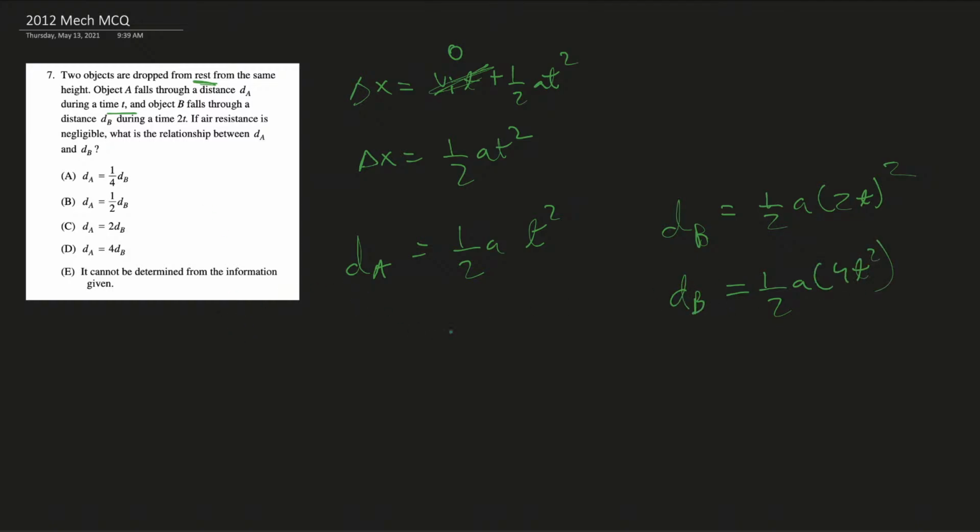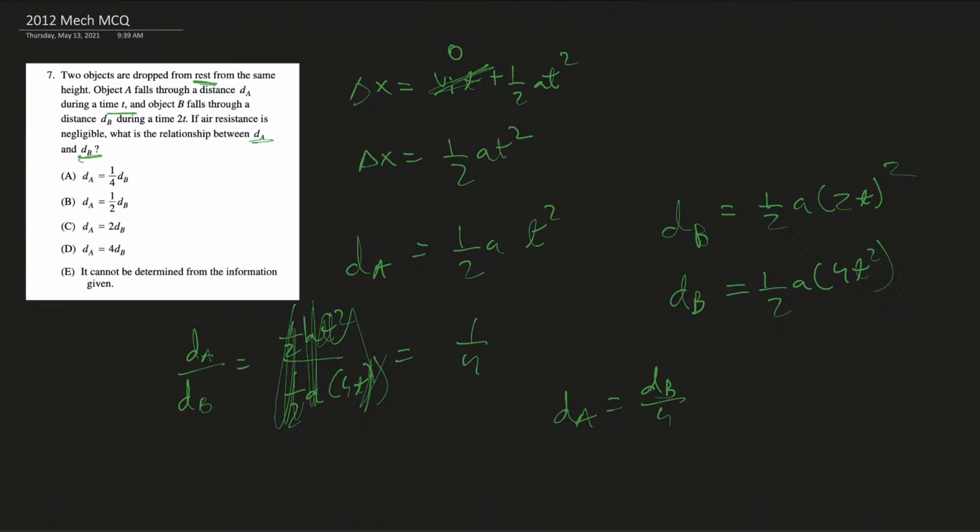So all we have to do to figure out the relationship between dA and dB is take dA divided by dB. That should be equal to, well, we just plug it in, 1/2 a t squared divided by 1/2 a 4t squared. The 1/2s cancel, the a's cancel, the t squareds cancel, and you get 1/4, which would mean that dA is equal to 1/4 of dB. So then you get A.